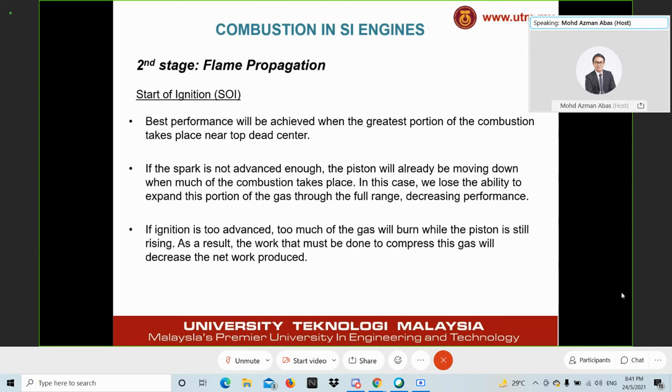Just imagine if you have the peak pressure at the condition where the piston is still moving from BDC to TDC. That would not be ideal. But if the ignition is too late, by the time the peak pressure happens, the piston has already moved far away from TDC, so the power or work being produced is not that efficient. It has to be at an ideal timing.